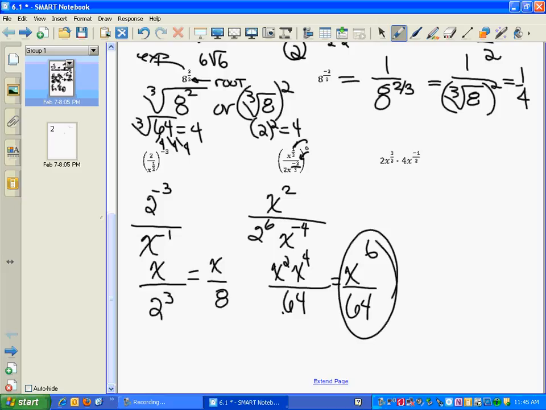Is this a distribution problem? What do you look for if you need to distribute? Parentheses with what? This is not a distribution problem. I need adding and subtracting in one of my parentheses for there to be distribution. This is purely a multiplication problem. I'm multiplying everything, so we're going to reorganize. Right, this is not a distribution.